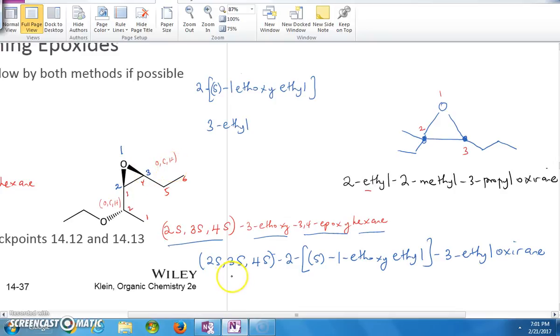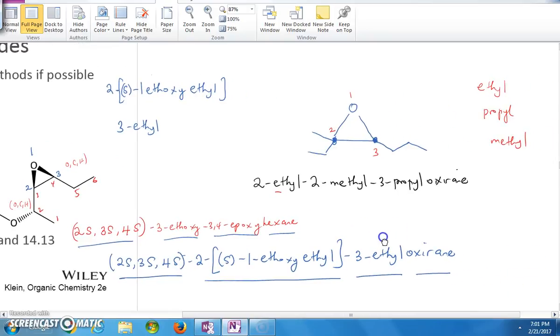See? So first you begin with the stereochemistry, right? And then you put at the 2 position this whole substituent, and at the 3 position you have the ethyl group, and then the parent is the oxirane. So that's basically how you do it.